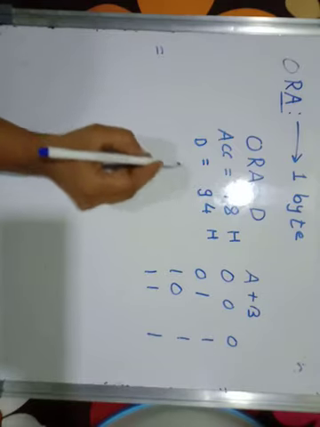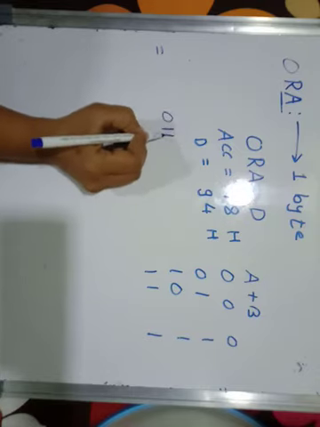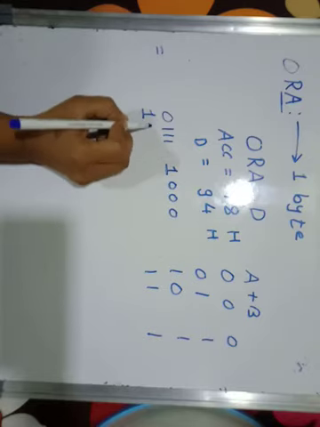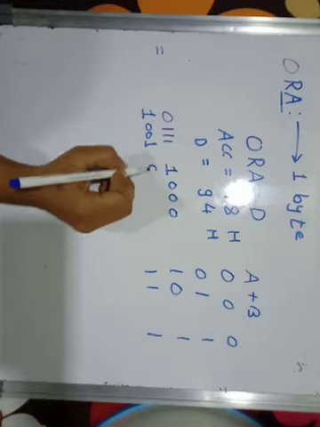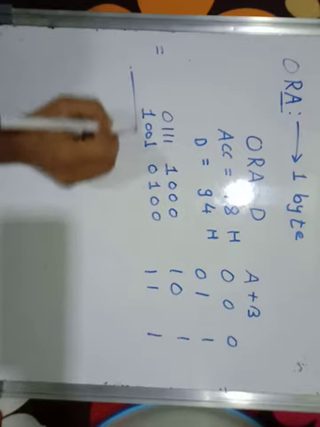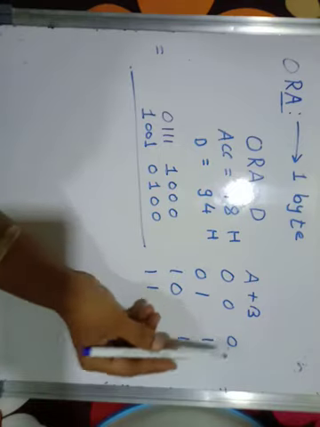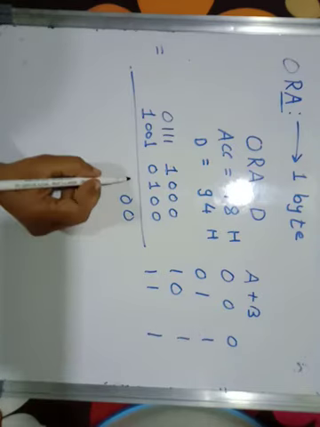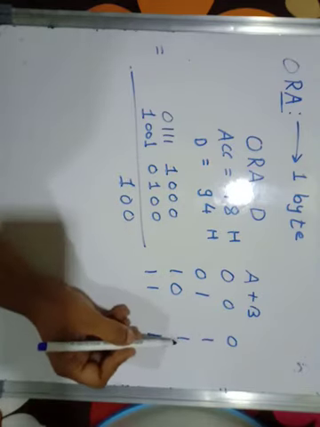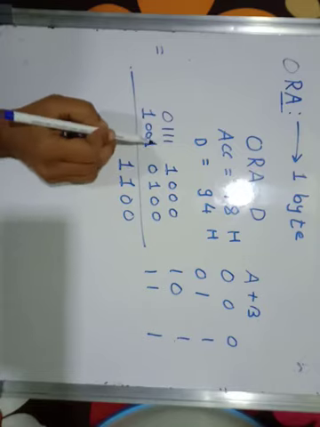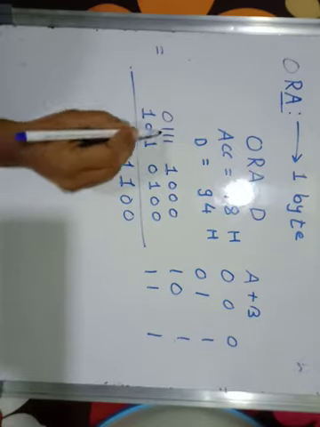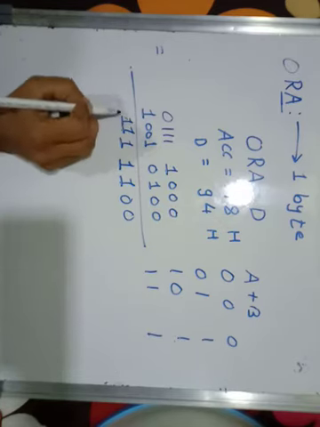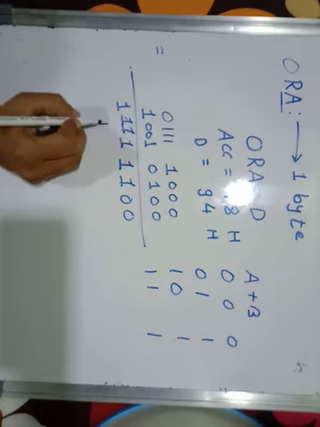Logical ORing. So first of all, convert the numbers: 78H is 0 1 1 1 1 0 0 0. 9 is 1 0 0 1, and 4 is 0 1 0 0. So logical ORing 0 0 is 0. Again 0 0 is 0. Now 0 1 is 1. 1 0 is 1. So put 1 here. Again 1 1, what is 1 1? It is 1. 1 0, again 1. 1 0, again 1. And 0 1, again 1. So you have the answer F.